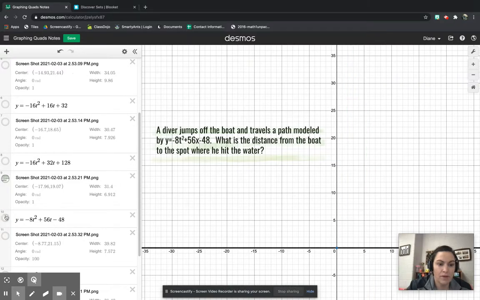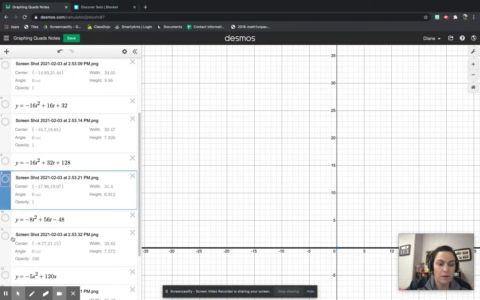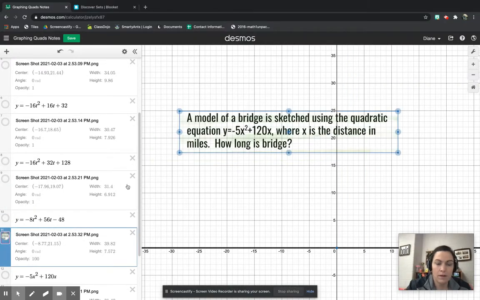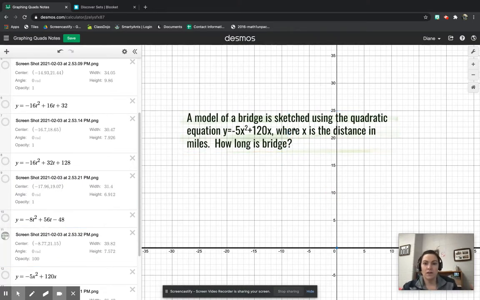All right, and we've got one more to check out. The model of a bridge is sketched using the quadratic equation y equals negative 5x squared plus 120x, where x is the distance in miles. And it wants to know how long is the bridge. So we're talking about distance again. So we're going from one point to the other point. How long is the bridge?